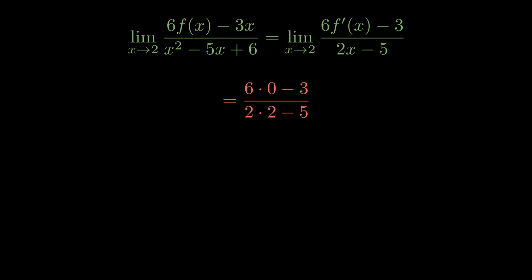And now if we directly substitute in 2, we get 6 times f prime of 2, and we can use our graph to find that f prime of 2 is 0, minus 3 over 2 times 2 minus 5. And we can simplify this to get 3 for the answer.